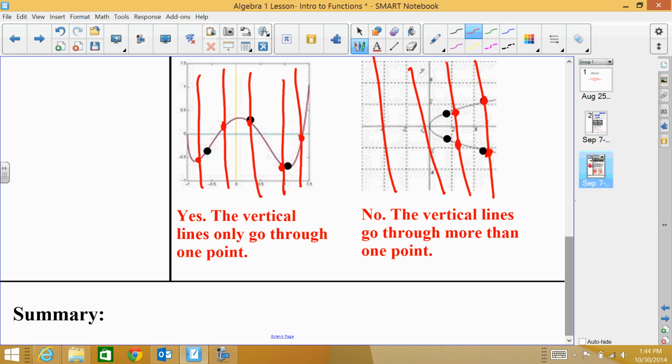All right, so make sure that you go back and look at the essential question and answer that, and write a summary for your notes.